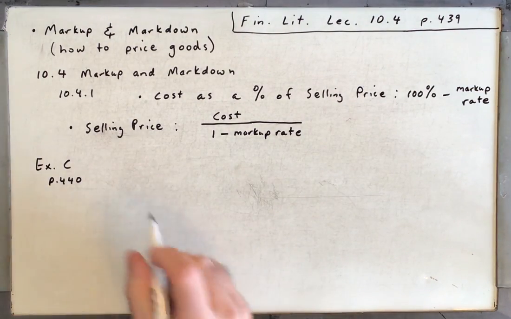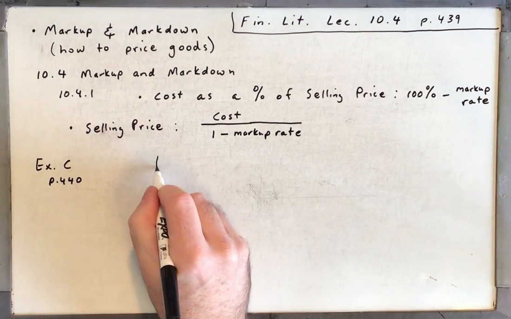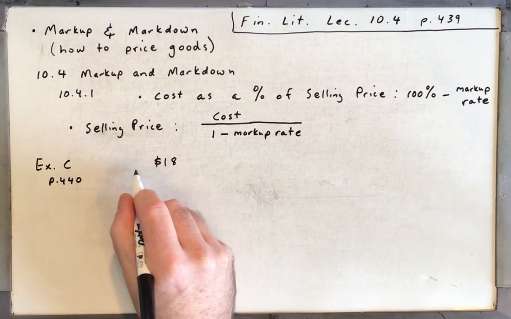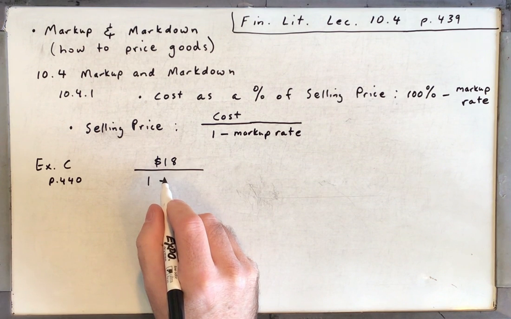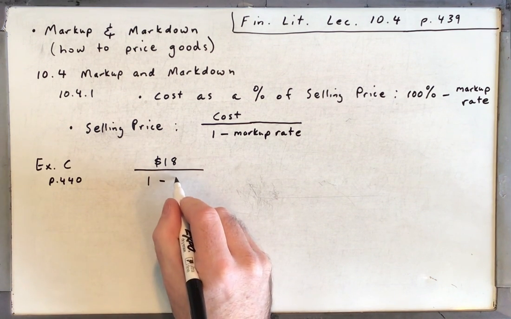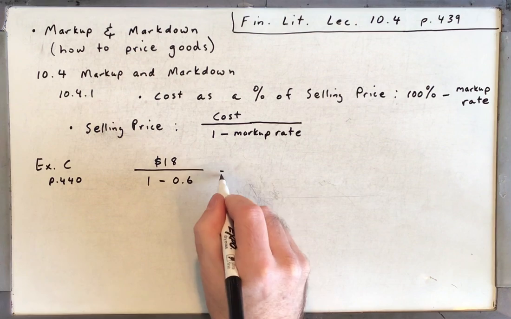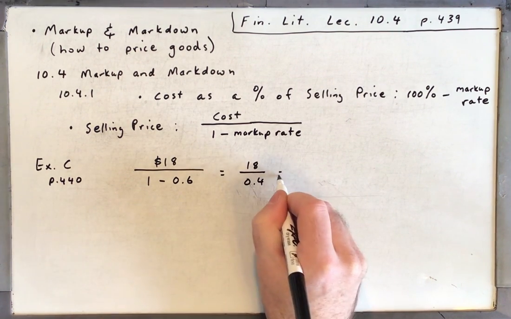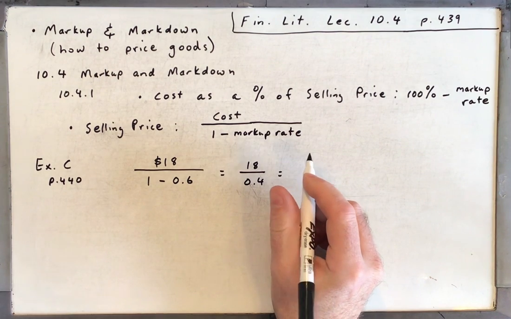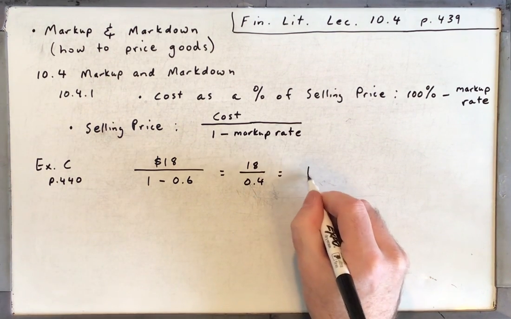So you're going to take the cost, $18, and divide that by 1 minus the markup rate. The markup rate is 60%, so 1 minus 0.6. So that's going to be 18 over 0.4, which is $45.